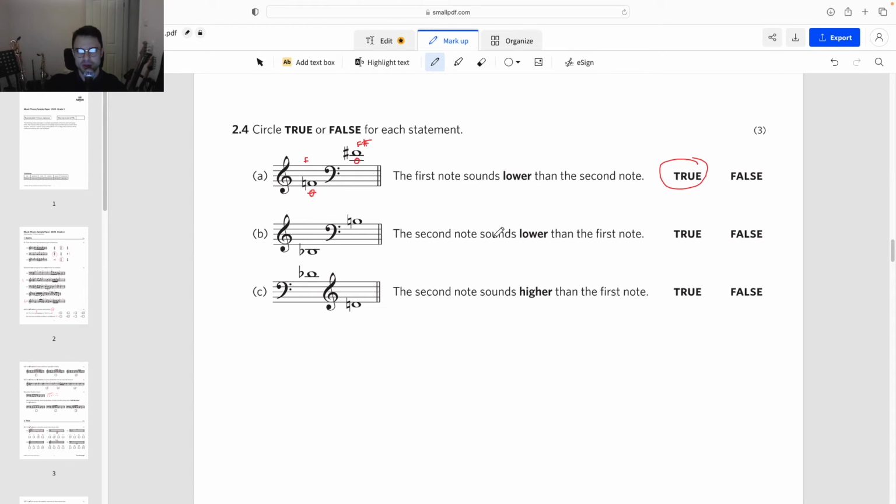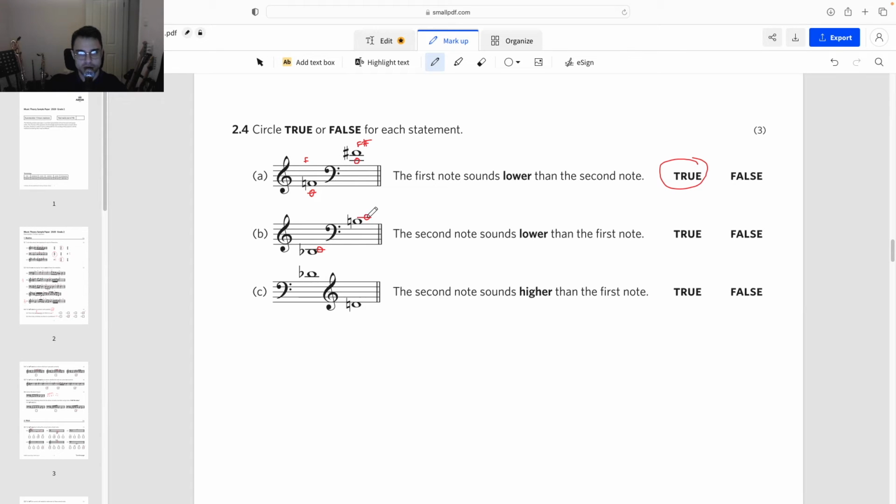All right. Question B. The second note sounds lower than the first note. Well, I can already tell you now that that's false, because this is a B flat and that is a B, and this is one semitone lower. But let's just see where it is in relation to middle C. So middle C is over there. Let's just extend that ledger line out a bit. And middle C is over here, right?